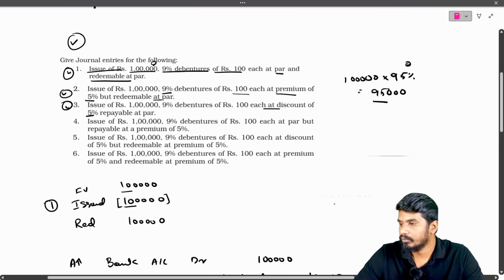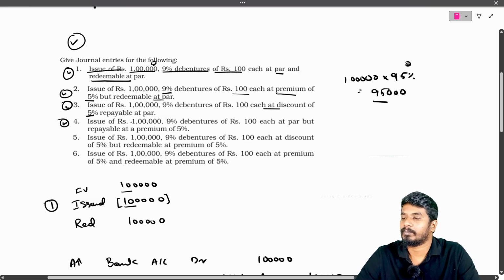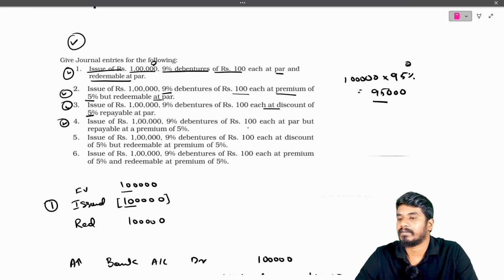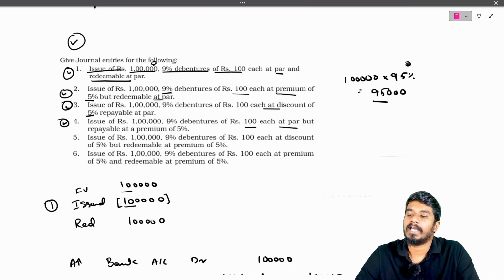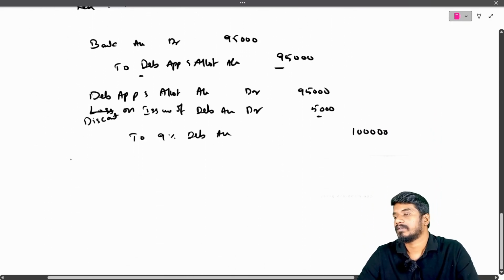Right. That's it. If you have any doubt, you can ask through comment. Let us move to fourth point. Issue of rupees 1 lakh, same 9% debentures of 100 each. They have issued at par and repayable at premium. It means redeemable at premium. Right. Let us see the fourth one.